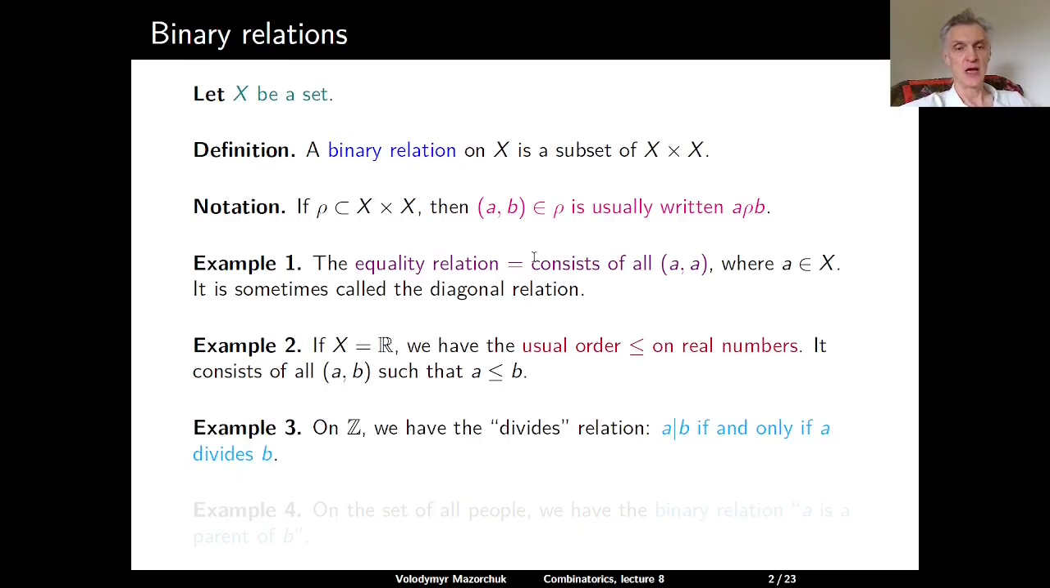Example 3. On the set of all integers, we have the order which can be described as A divides B. So two elements are related if and only if the first element divides the second element. So this is the divides relation. Example 4. On the set of all people, we have the binary relation A is a parent of B.